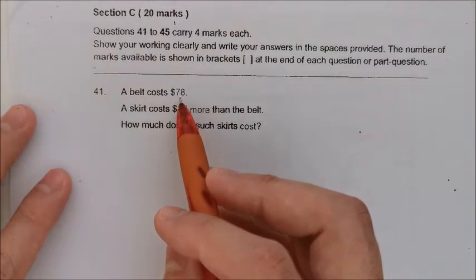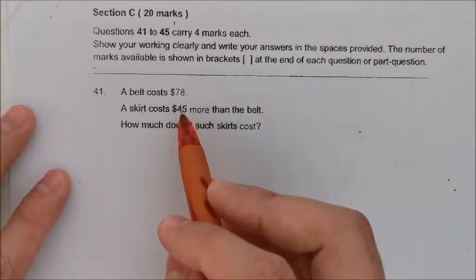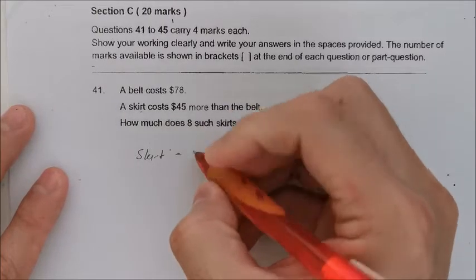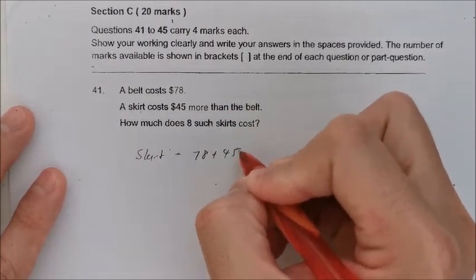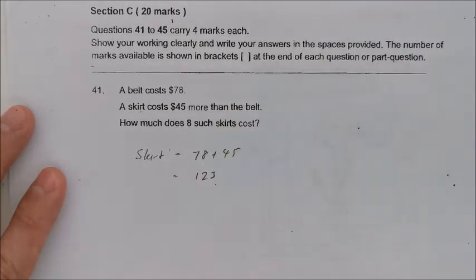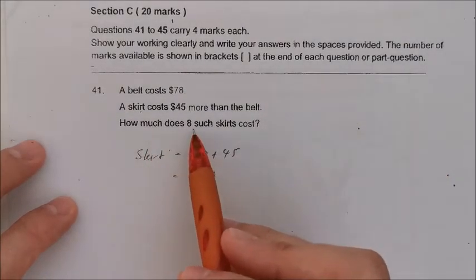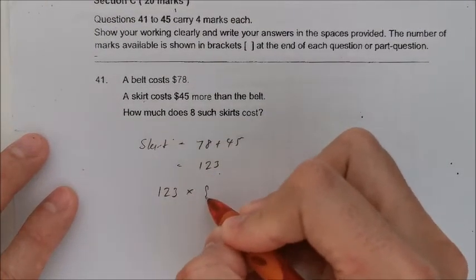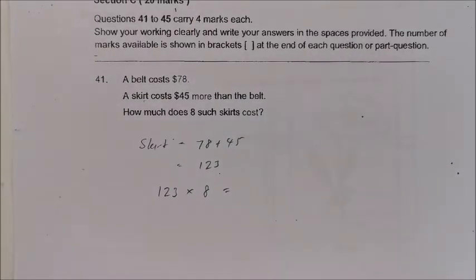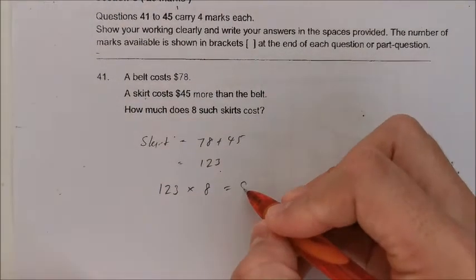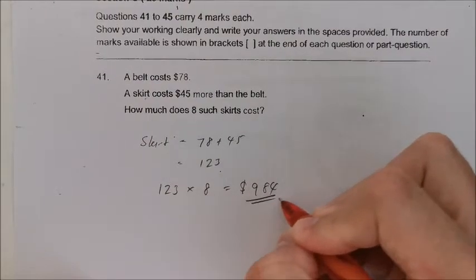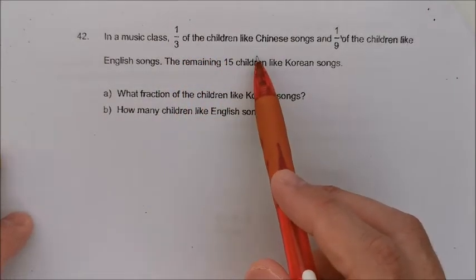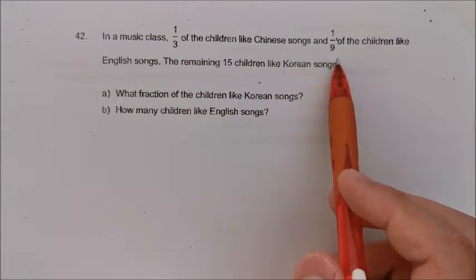Okay, a belt costs $78, so the skirt will cost 78 plus 45. So this is what we will do. We have $123 for the skirts. And how much will 8 such skirts cost? So isn't it just 123 times 8? We do not need a model for this, because it's very straightforward. $984.